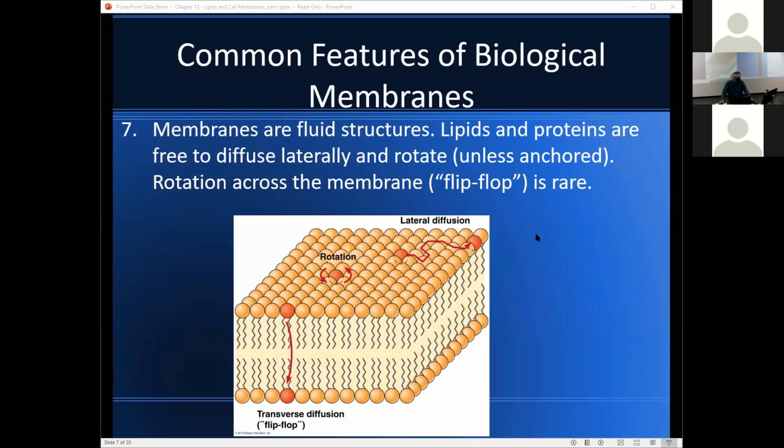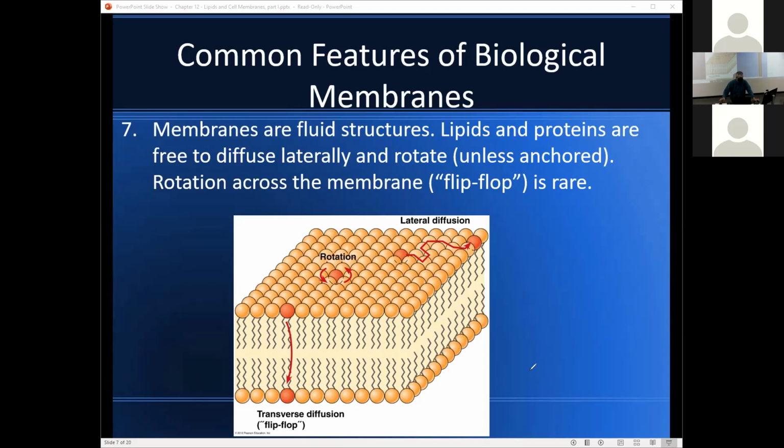Okay, membranes are fluid structures. Lipids and proteins are free to diffuse laterally and rotate unless anchored. Rotation across the membrane, flip-flop, is rare. So we can see the different motions that phospholipids can undergo.